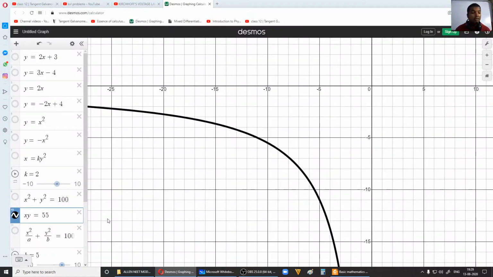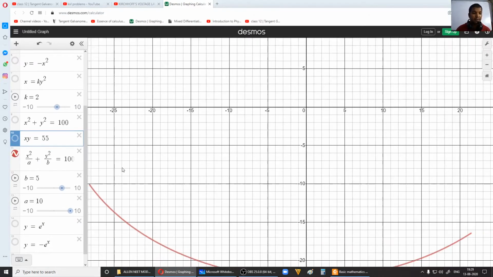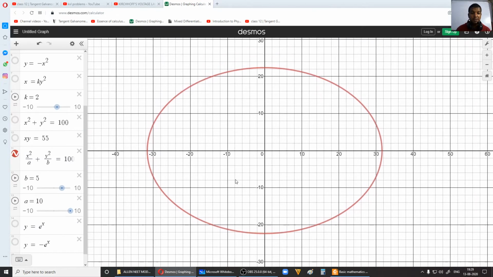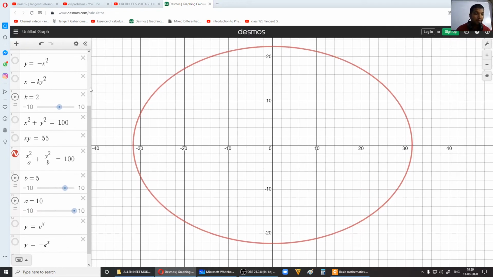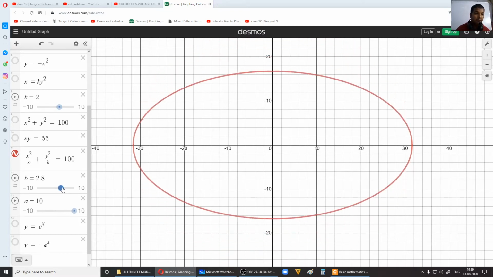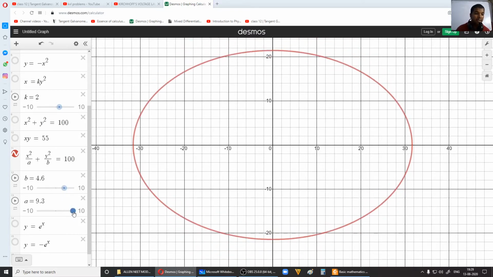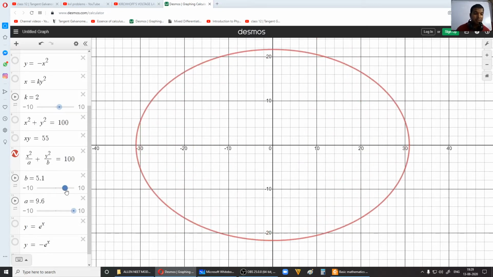Right now, the next one we have here is the ellipse. I hope you know what an ellipse is. So this is an ellipse. I have kept pointers here for A and B, which I can vary. By sliding the value of B and the value of A, I can change the shape of the ellipse.